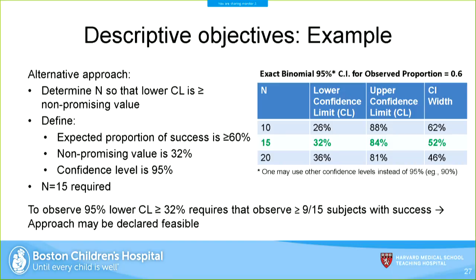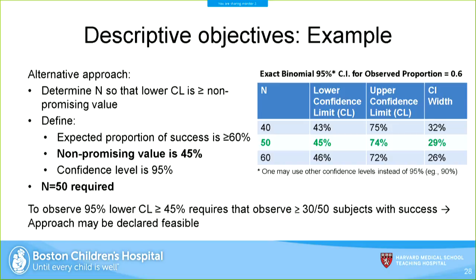So this is too low. With 15 individuals, the lower confidence limit is exactly at 32%. So this is the minimum number that we would need to rule out a success rate lower than 32%. Of course, if you wanted a higher non-promising value, you would need a higher sample size. Let's say you wanted a non-promising value of 45%, then you would need 50 individuals to rule out with 95% confidence that your feasibility rate is not less than 45%.